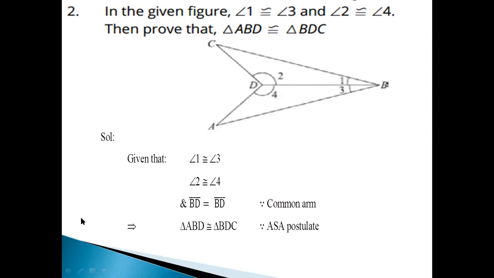These are the Playfair postulates. Playfair was a mathematician. He gave 4 different postulates to show the congruency of the triangles, that is, how you prove that the triangles are congruent. One postulate is that if two sides and one angle of two triangles are congruent, then both the triangles will be congruent. And the other postulate is if two angles and one side are congruent, then both the triangles will be congruent.